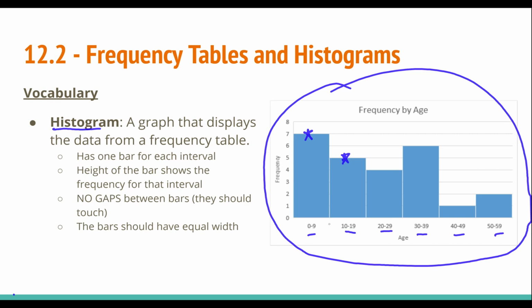Please notice that there are no gaps between the bars. They're all touching each other. And all of the bars of the histogram have the same width, so they're the same distance across. We don't have this one down here at 50 to 59 shown by just a small bar right there. It's the whole thing. They have the same sizes. And that is our histogram.